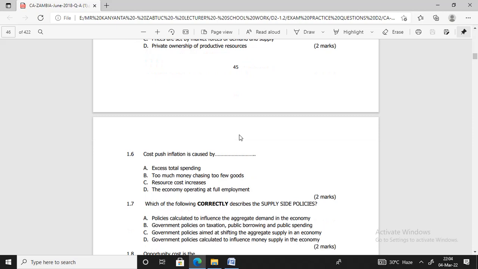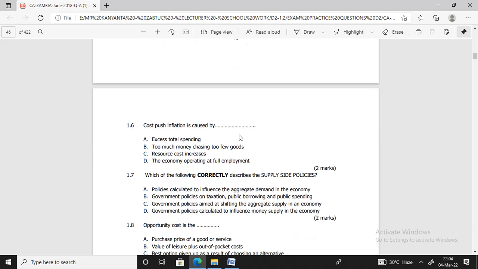1.7. Which of the following correctly describes the supply side policies? So supply side policies, you're talking about the monetary policy. So monetary policy instruments or tools, these are policies that are aimed at shifting the aggregate supply. That's why they are called the supply side policies. Policies that are aimed at shifting the aggregate supply in the economy. So the correct option for 1.7 is C.